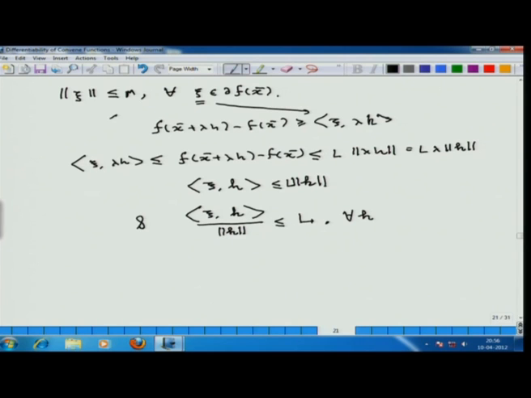I can take an h, repeat the argument, take another h, repeat the argument. So, you can take the supremum over h. This is slightly mathematical, just bear with me, those who are not so involved in mathematics. By a very standard technique, you can show that this supremum is nothing but the norm of ξ, and that is less than or equal to L. This is true for all ξ. So, that shows that ∂f(x bar) is bounded.